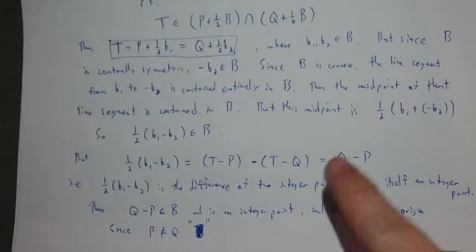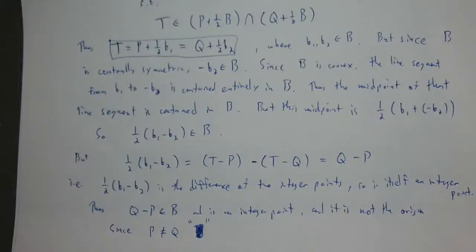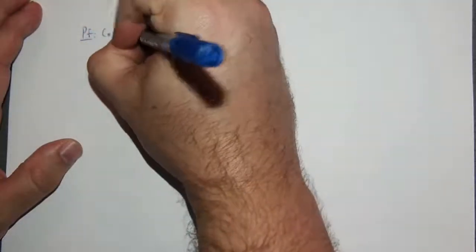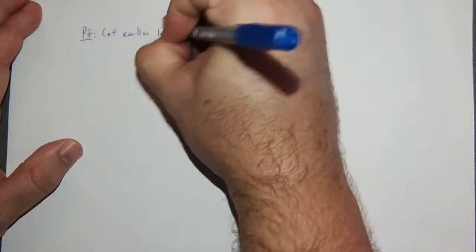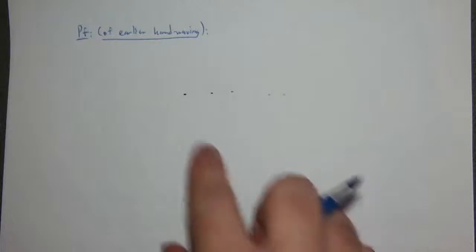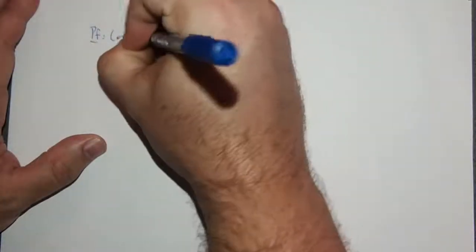All right. So now let's justify the last little bit so that we can sleep easy and not have nightmares about leaving loose ends in our proofs. Proof of earlier hand waving. I don't know why there's dots on this paper here. Let's use some non-dot paper. Proof of earlier hand waving.